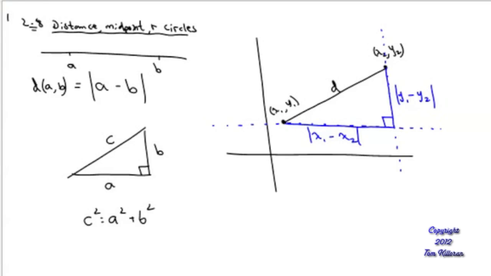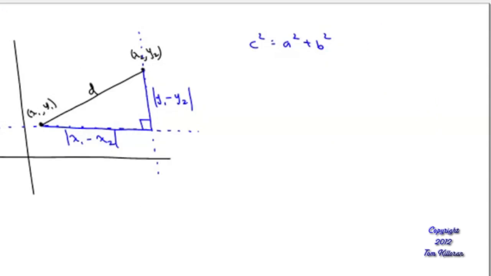Okay, now I know the distance along the two legs, and I'm trying to find the distance of the hypotenuse. Well, it becomes the hypotenuse, but the distance between these 2 points. So I'm going to use the formula c squared equals a squared plus b squared. In this case, what's c?